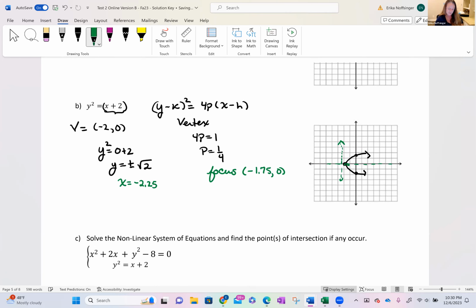So part C wants to know, solve the nonlinear system of equations, and find the points of intersections if they occur. And so that nonlinear system of equations is what we just looked at, those two conic sections. And there's a couple ways that we can approach this.